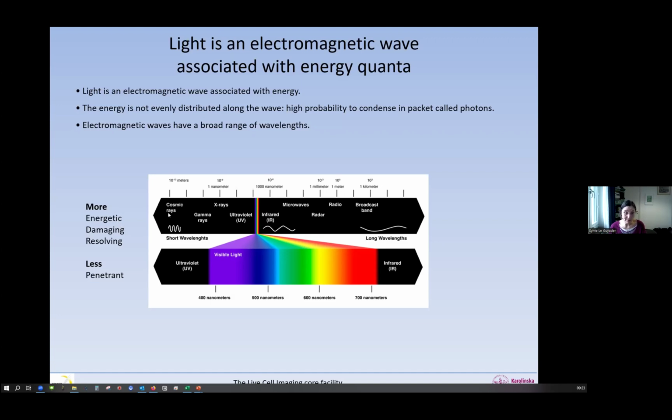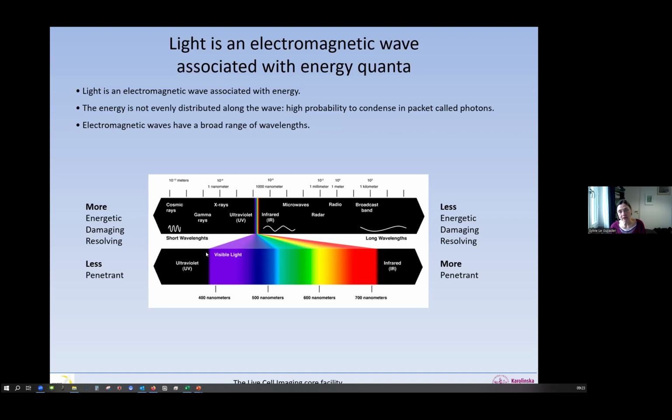It's also more damaging, and you don't know this because the UV is very damaging for us, right? But we have a higher resolving power because the wavelength is so short. But it's blocked very easily by protections. For example, if you wear a t-shirt, you're going to be protected from the UV from the sun, right? So it's absorbed immediately. So it's less penetrant.